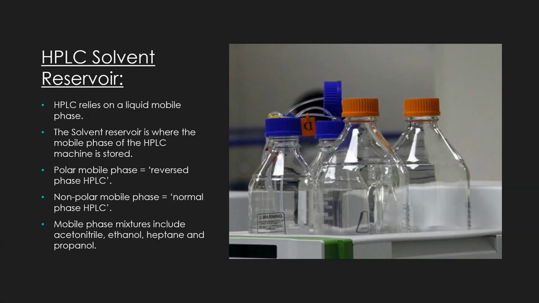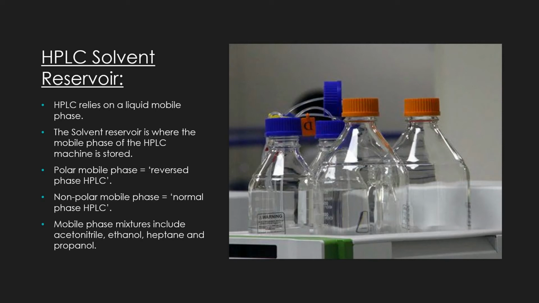The solvent reservoir is where the mobile phase of the HPLC machine is stored. The mobile phase usually consists of a mixture of polar and organic solvents, usually mixed with water. The mobile phase can either be polar or non-polar. When it is polar, it is known as a reverse phase HPLC, and when the mobile phase is non-polar, it is known as a normal phase HPLC. Some common solvents used in these mobile phase mixtures include acetonitrile, ethanol, heptane, and propanol.